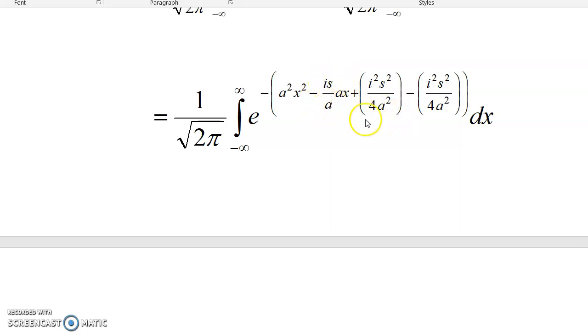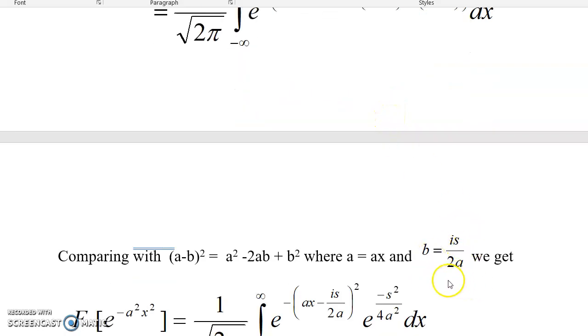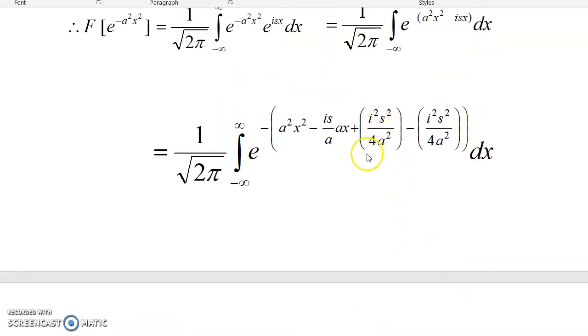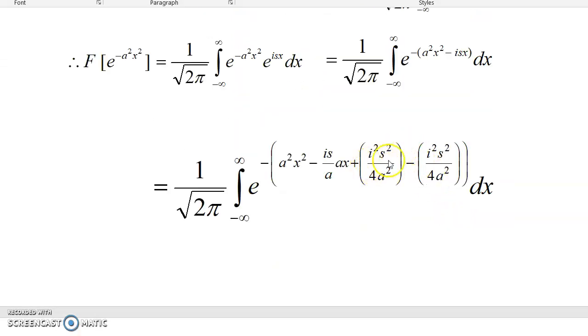So we need b squared now. A squared minus 2ab plus b squared. So what is going to be plus b squared? See, this is b. b is is by 2a. So b squared will be i squared s squared by 4a squared. See, if this is b, this is b squared, i squared s squared by 4a squared. Just like that, simply we cannot add. So to compensate that, we have subtracted the same term. So plus whatever you introduce, minus the same term. So it's like adding 0.